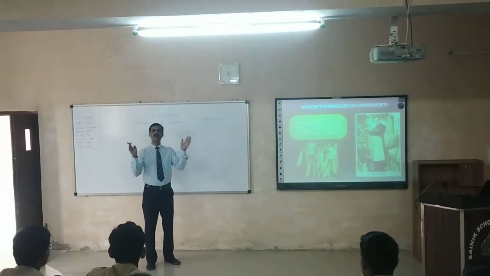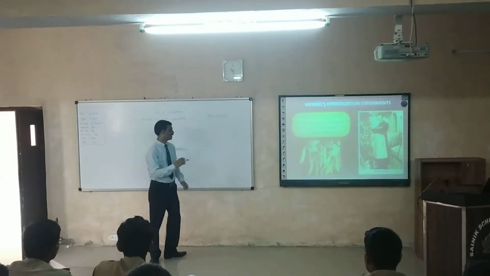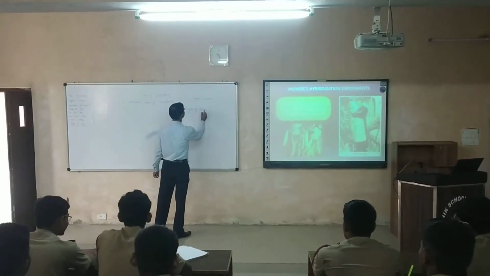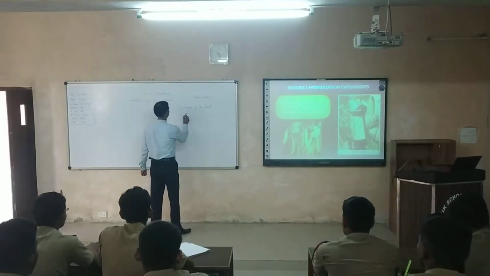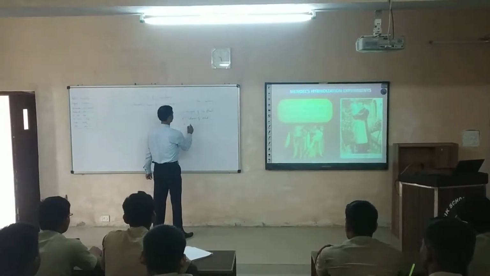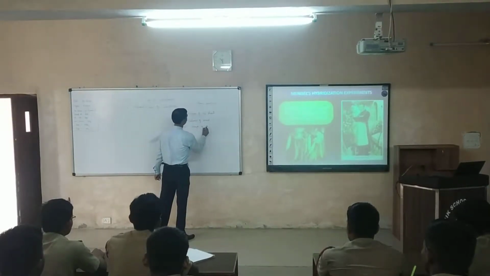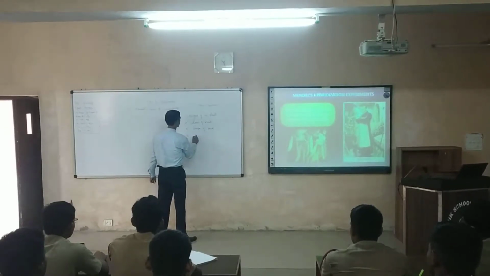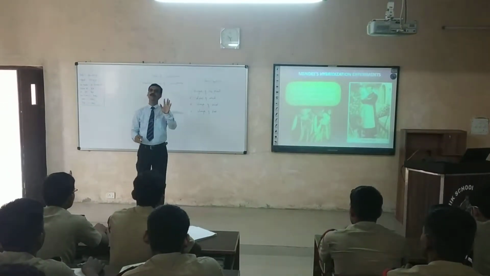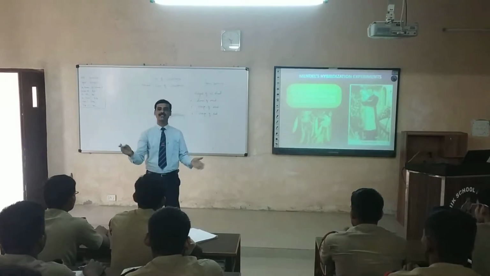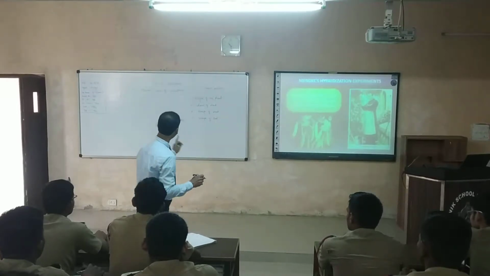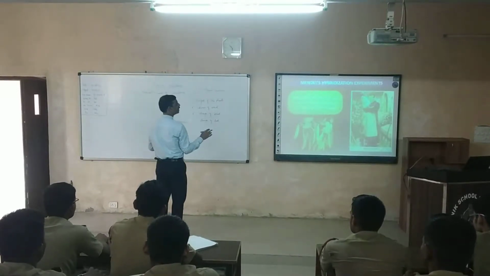Not only that, 7 pairs of contrasting characters were there, like the height of the plant, then color of seed, then shape of seed, then shape of pod, etc. These were 7 pairs of contrasting characters which are not present in other leguminous plants, because these contrasting characters used to be in 2 parts.